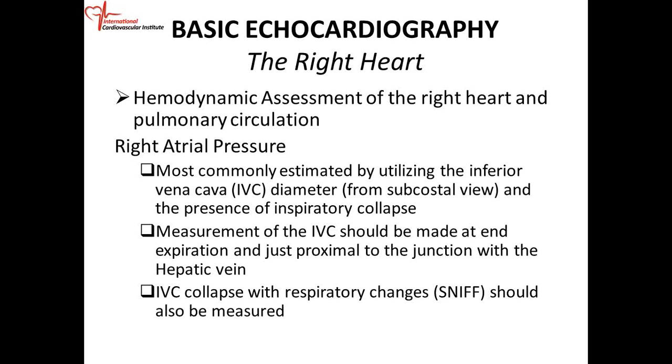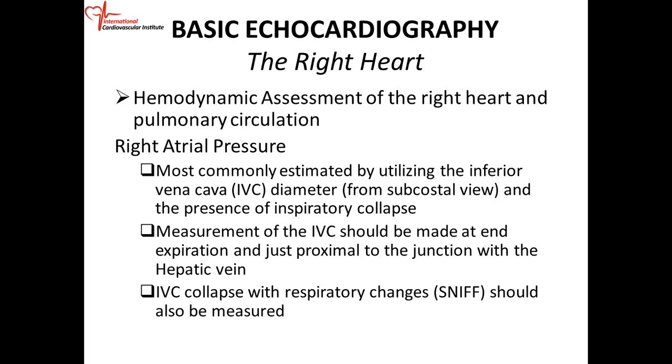So someone with normal pressures on the right side will have normal collapsibility of the IVC, inferior vena cava, with inspiration. Okay? So it is most commonly estimated by utilizing the inferior vena cava diameter from the subcostal view and the presence of inspiratory collapse. So it's a subcostal view. You identify your IVC, and you're going to do your measurements just before the hepatic vein, proximal to the hepatic vein. So see where the hepatic vein comes into the IVC, and then just before that, you're going to do your measurement.